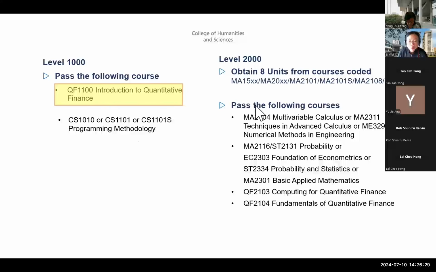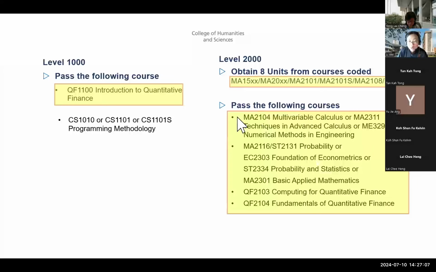In the 2000 level, you need 8 units, which means 2 courses from here. Basically those are the MA courses, MA 15XX, where XX means any number, maybe 1513 or 1511, etc. Those courses are linear algebra and calculus. So we need your foundations of mathematics.